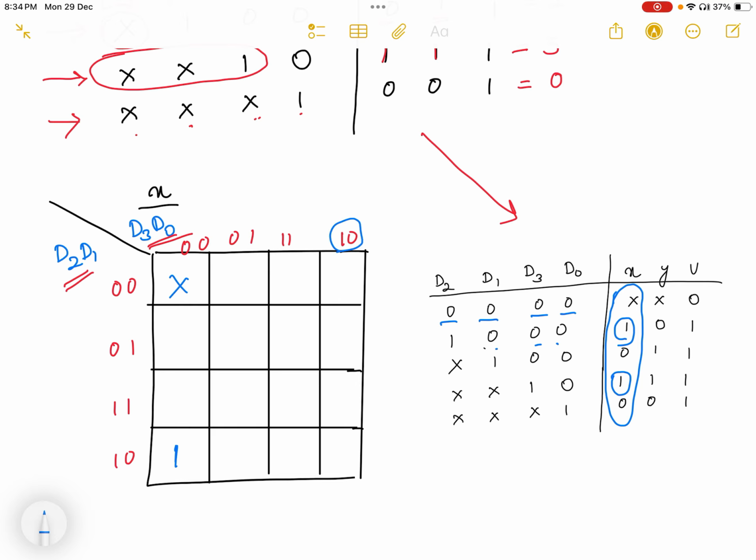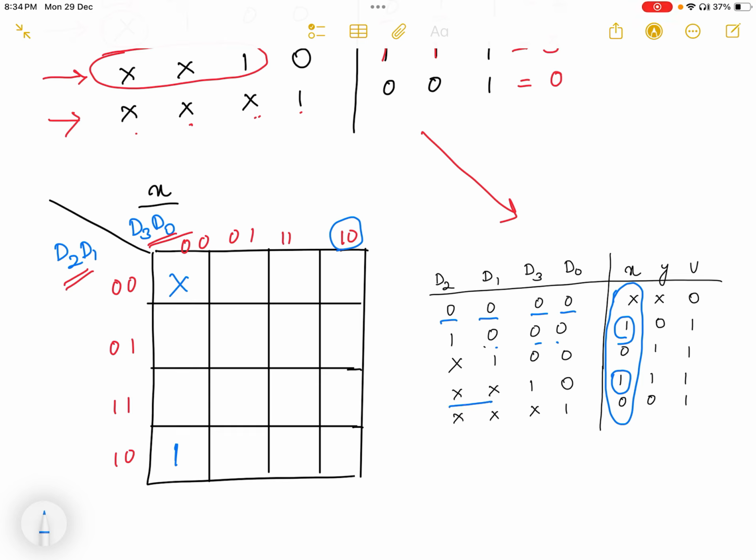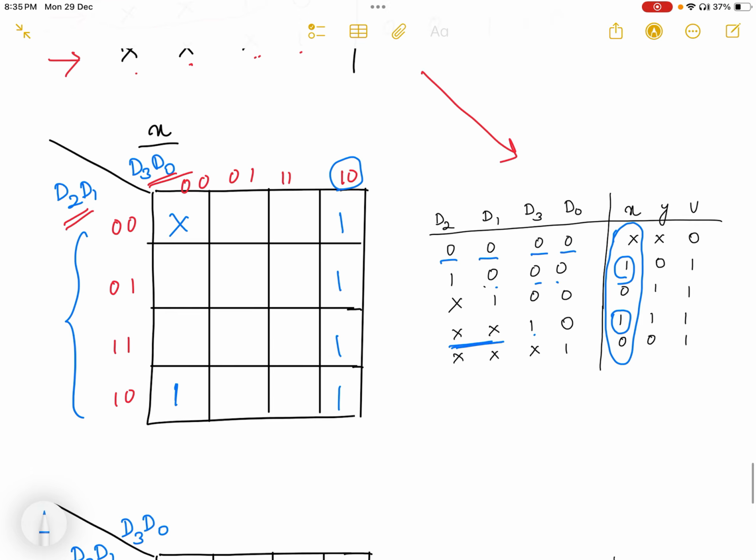When D3, D0 are 1, 0, D2 and D1 can be any value, so that whole column is 1. D2, D1 shows the row, and it can be any value. So if this column takes all the value 1, then I'm getting output 1. Only in these cases I'm getting output 1, and in all other cases it is 0.